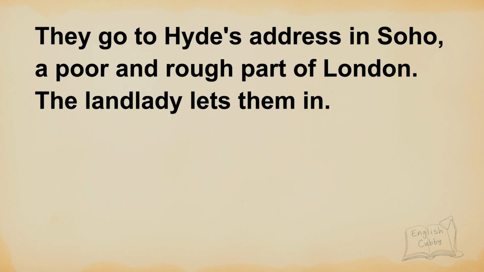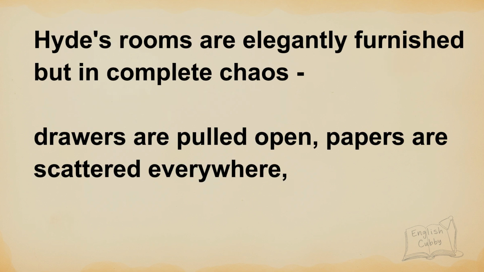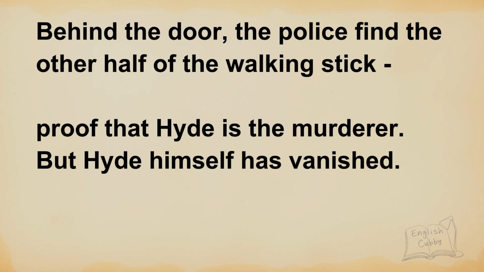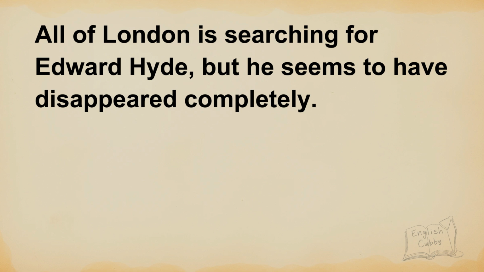They go to Hyde's address in Soho, a poor and rough part of London. The landlady lets them in. Hyde's rooms are elegantly furnished but in complete chaos. Drawers are pulled open, papers are scattered everywhere, and clothes are thrown about. It looks like someone left in a desperate hurry. Behind the door, the police find the other half of the walking stick, proof that Hyde is the murderer. But Hyde himself has vanished. All of London is searching for Edward Hyde, but he seems to have disappeared completely.